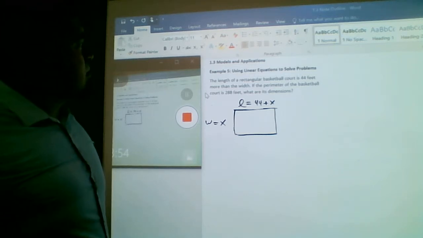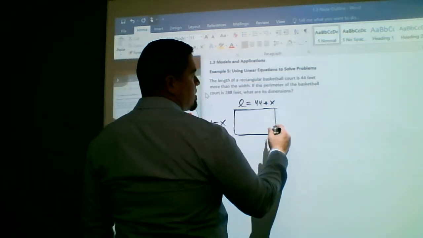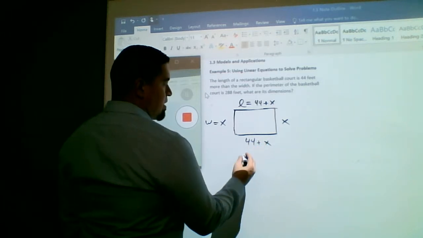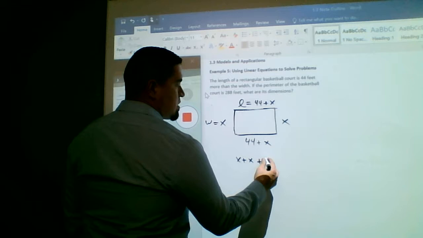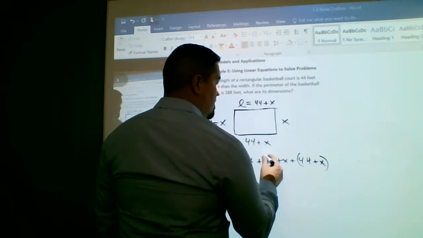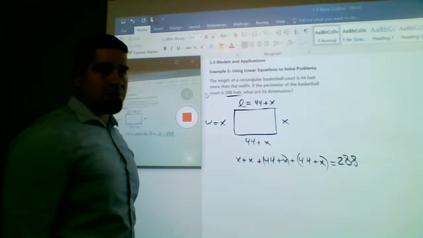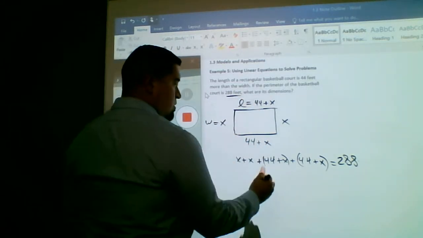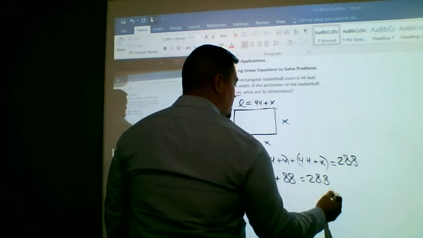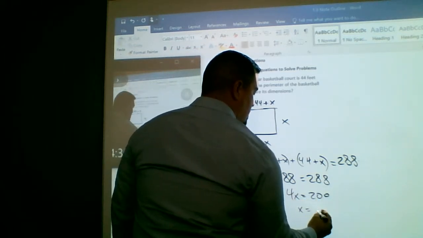Okay, so then if the perimeter of the basketball court is 288 feet, what are its dimensions? Just remember, perimeter is the length of all the sides all the way around. So I can say x plus x plus 44 plus x plus 44 plus x, and that's all the sides added up. And that should add up to the perimeter. So in total, there's 4x plus 88 equals 288. Subtract 88 from both sides, you get 200. Divide by 4, you get 50.